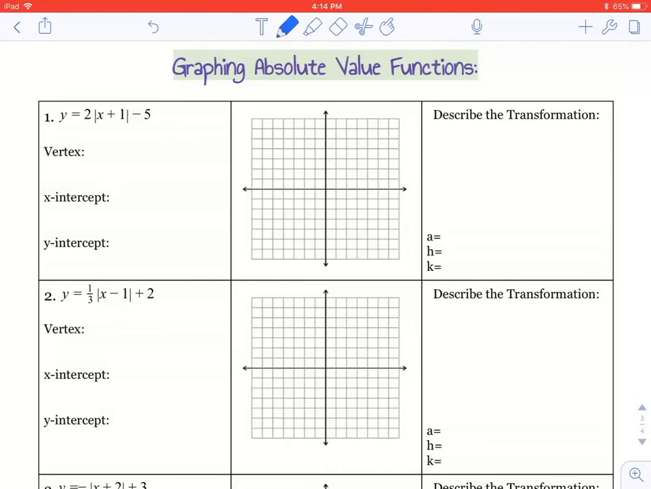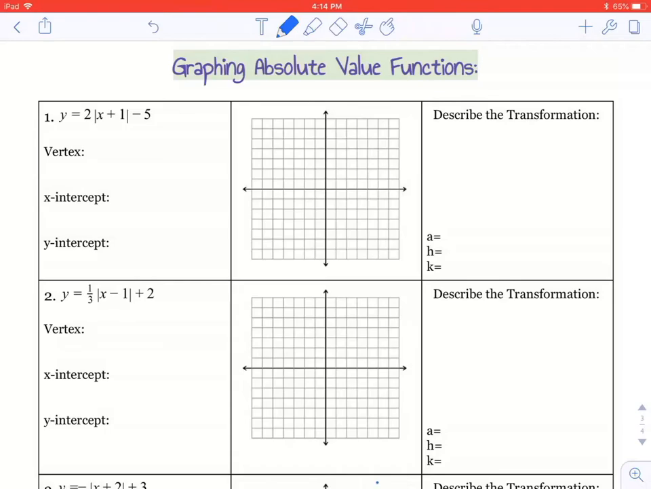So in this video, I just want to show you a few examples of graphing absolute value functions from start to finish. So number one gives you y equals 2 times the absolute value of x plus 1 minus 5, and they've asked us to pick out the vertex, the x-intercept, the y-intercept, graph it and describe the transformation, and pick out a, h, and k.